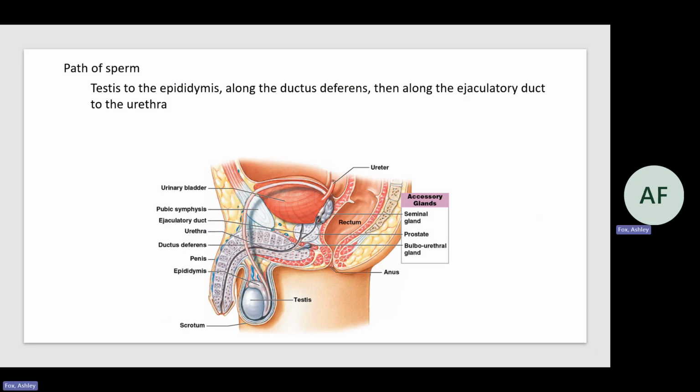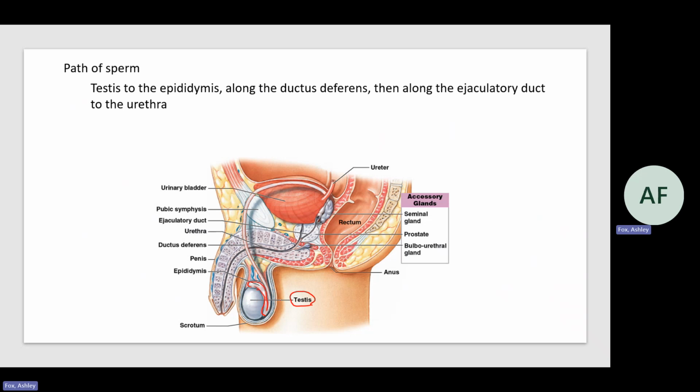So looking at sperm, and this is looking at some of the anatomical features of the male reproductive tract, sperm is produced in the testes, and we'll talk about the production of sperm later. But then it travels into what we call the epididymis. So this is going to be the epididymis here. It's got a head area and then goes down to a tail. So this is sitting on the surface of each testes. There's two of them.